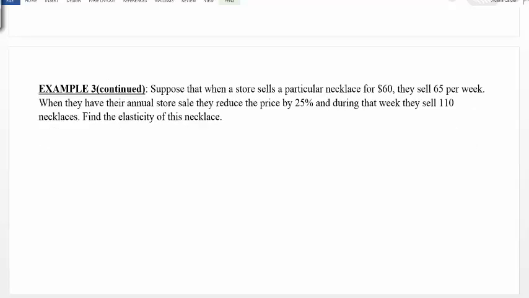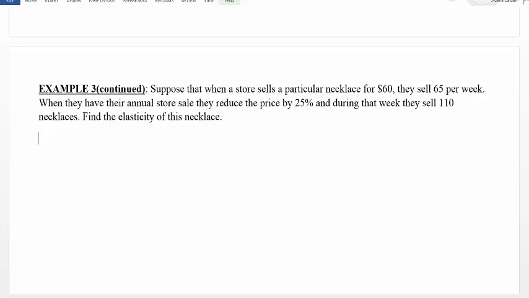So let's go back to our necklace example. We know that this particular necklace sells for $60 and they sell 65 per week. When they have their sale, they reduce the price by 25%, and during that week they sell 110 necklaces. We want to find the elasticity of this particular necklace based on its sales.